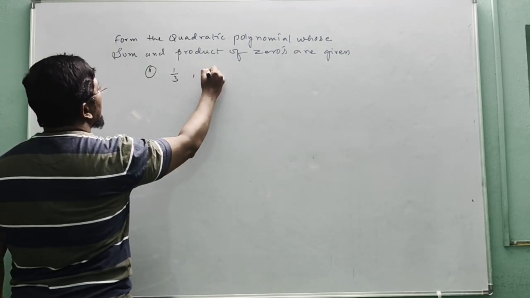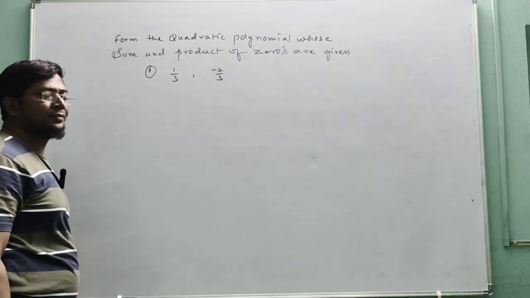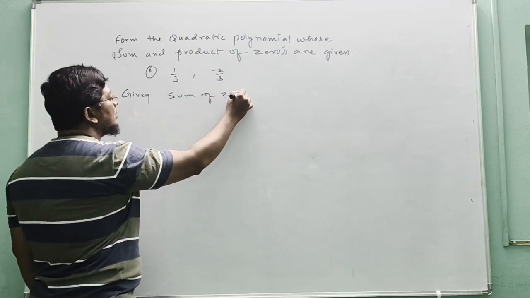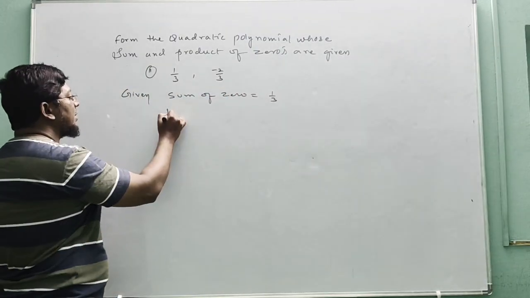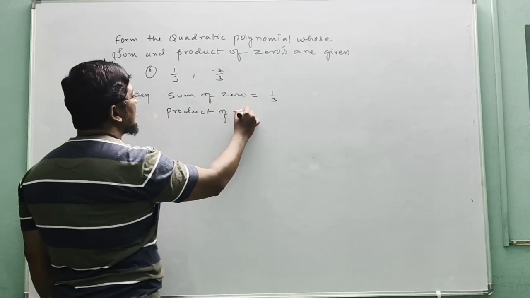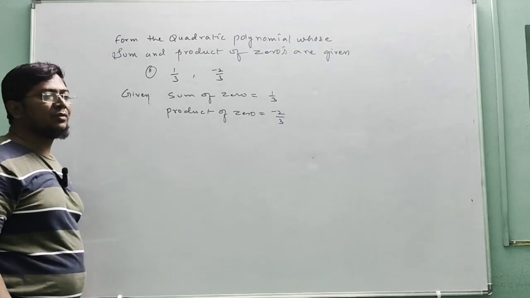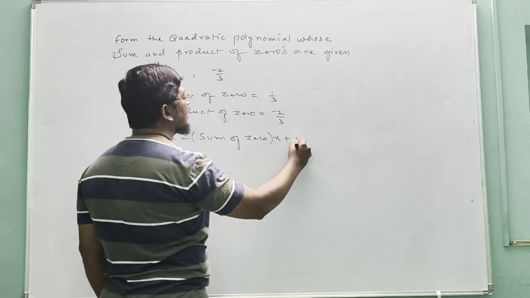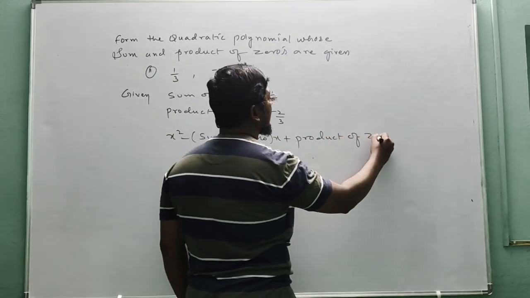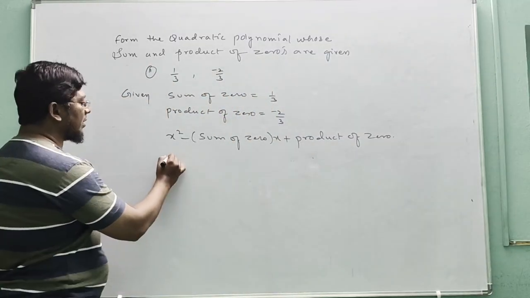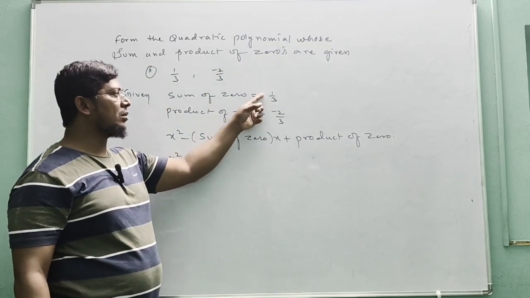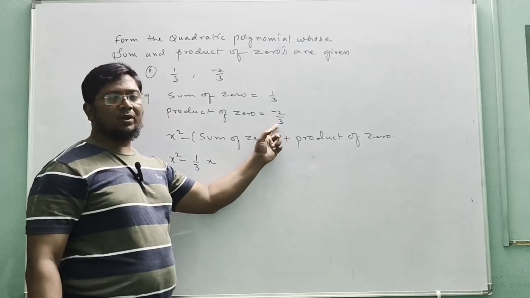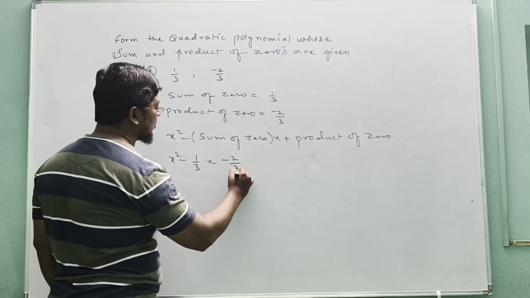Sum is 1 by 3 and product is minus 2 by 3. Same step, students, we should write: sum of zeros is equal to 1 by 3, product of zeros is equal to minus 2 by 3. What is the formula? x square minus sum of zeros x plus product of zeros. So x square minus sum of zeros, 1 by 3, here x, you should write the same x. Product of zeros, minus 2 by 3.